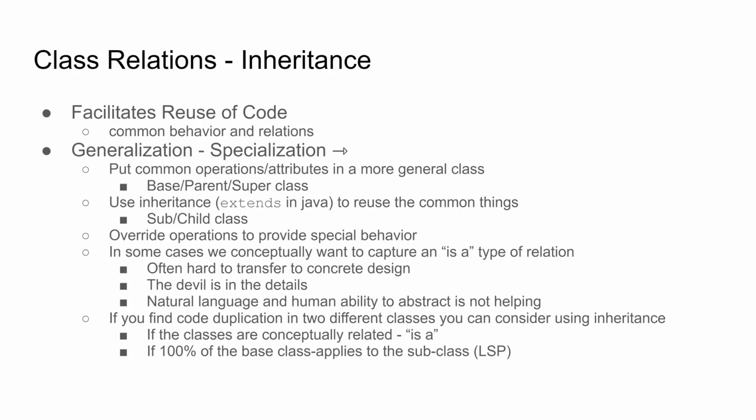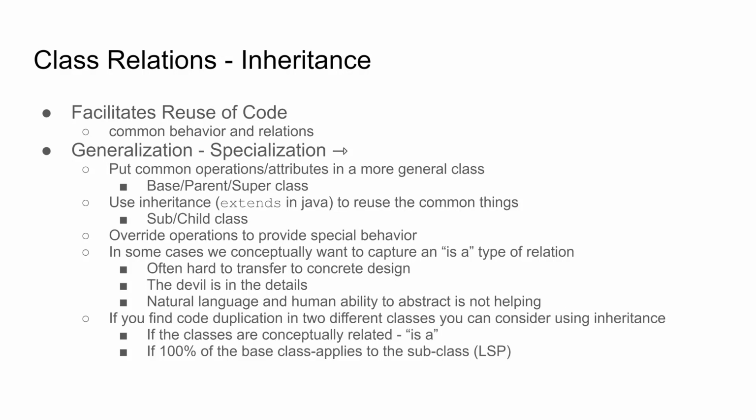My take on this is that if you find code duplications, you have duplicated code in your code base, or you're simply copy pasting between a lot of different places, then you should consider using inheritance. And you should then use inheritance if the classes are conceptually related. So you can say that X is a type of Y, and it makes sense. And also that 100% of the base class applies to the subclass. So everything in the base class should be applicable to the subclass.